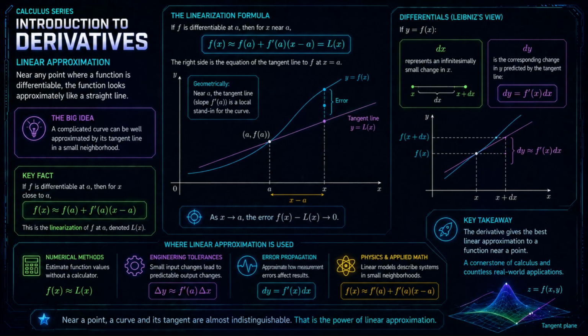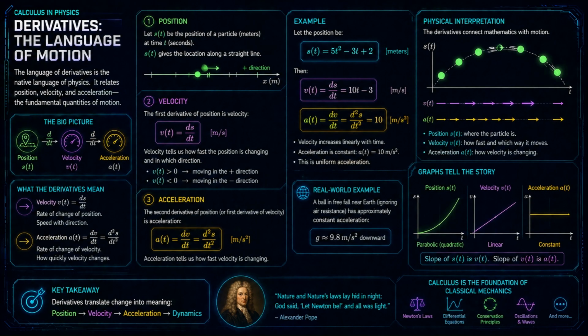Linear approximation is the foundation of numerical methods, engineering tolerances, and the propagation of error in measurements. It explains why so many functions are approximated as linear in small neighborhoods, a cornerstone assumption in physics and applied mathematics. The language of derivatives is the native language of physics.